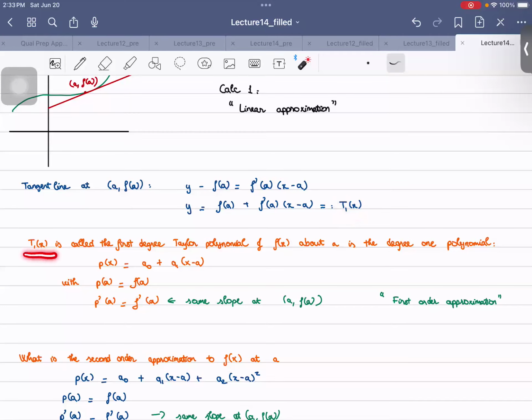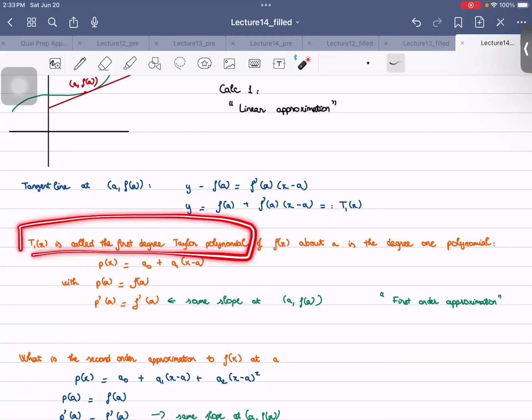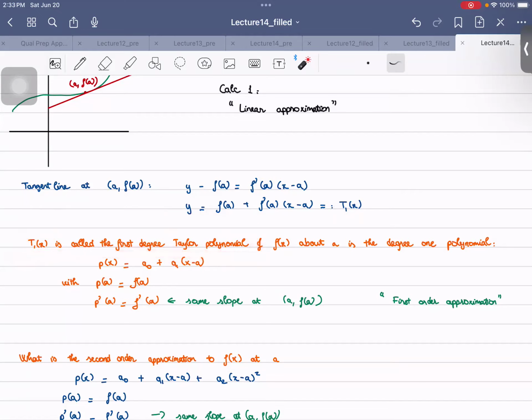T1 of x is called the first degree Taylor polynomial. The good thing about this Taylor polynomial is that it is a degree one polynomial that has the same output as the original function, and the slope of your polynomial is also the same as the slope of your function at the point A.